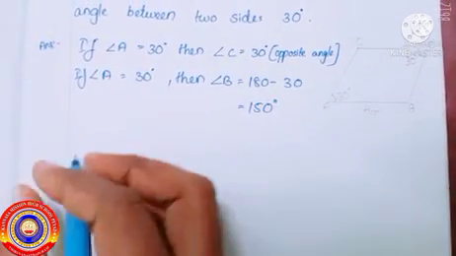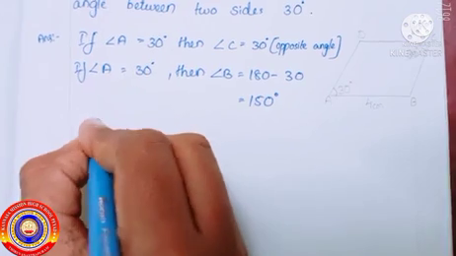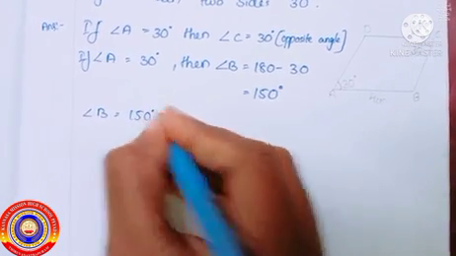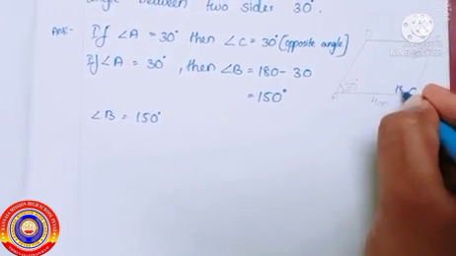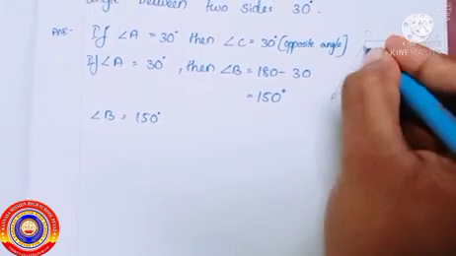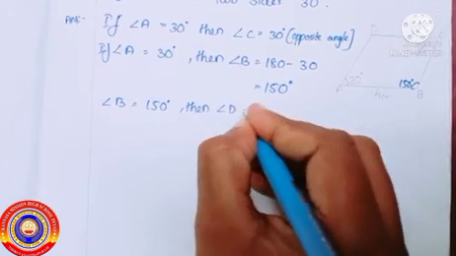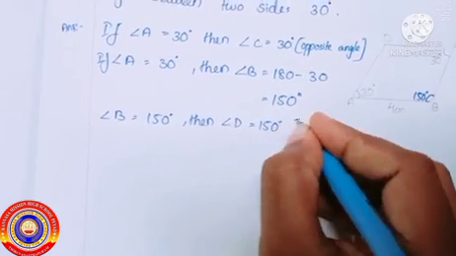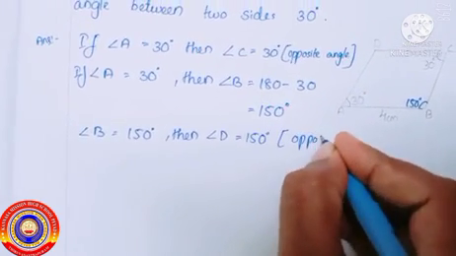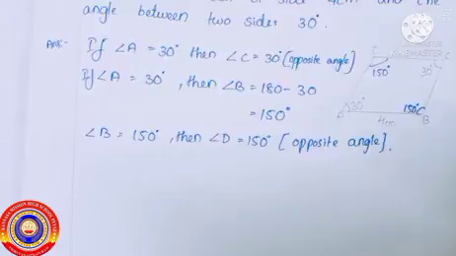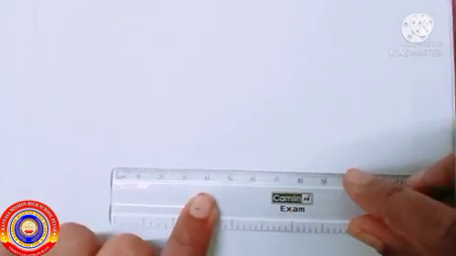If angle B is equal to 150 degrees, then the angle opposite to angle B is angle D. That is also 150 degrees. Okay. So, angle D is equal to 150 degrees, which is the opposite angle. Now, let's draw the figure using this idea.